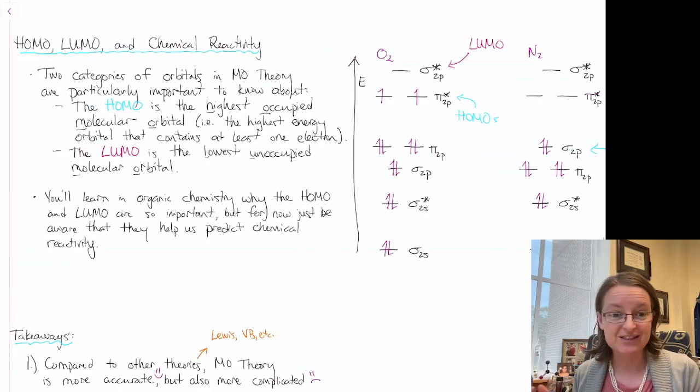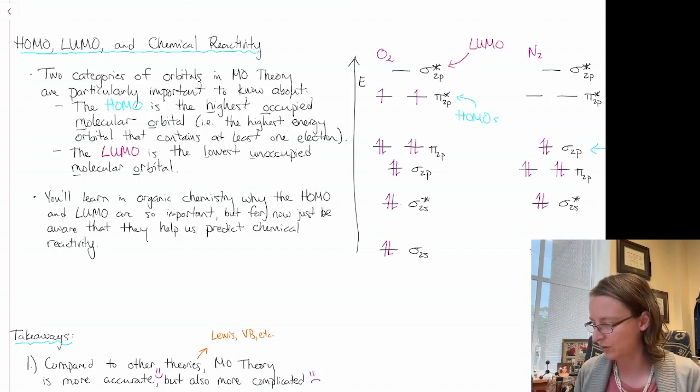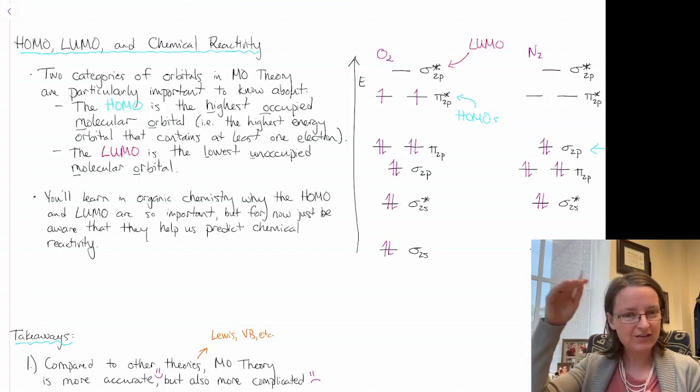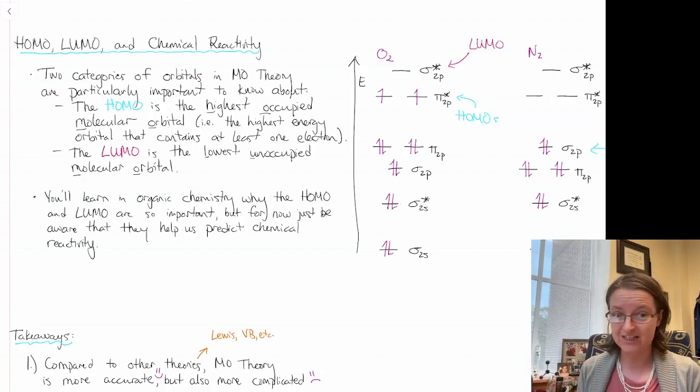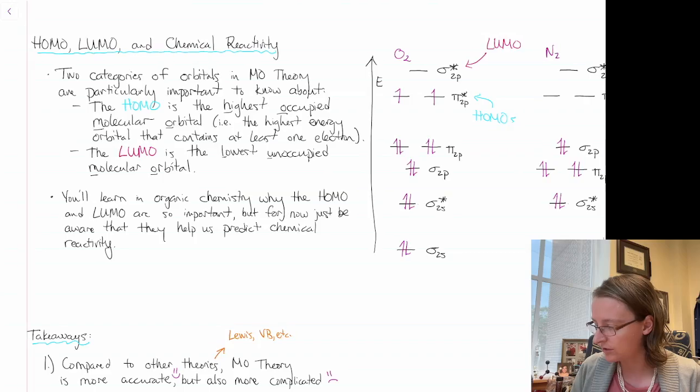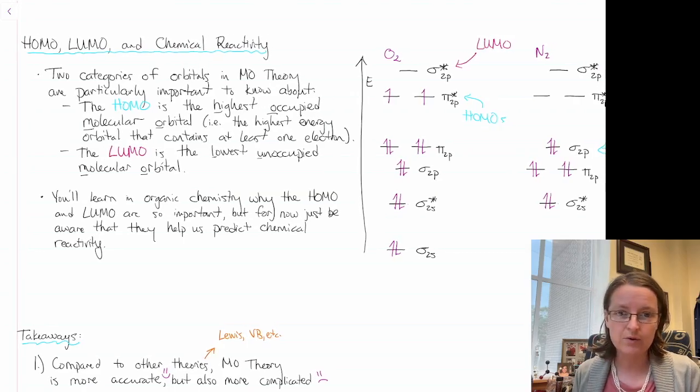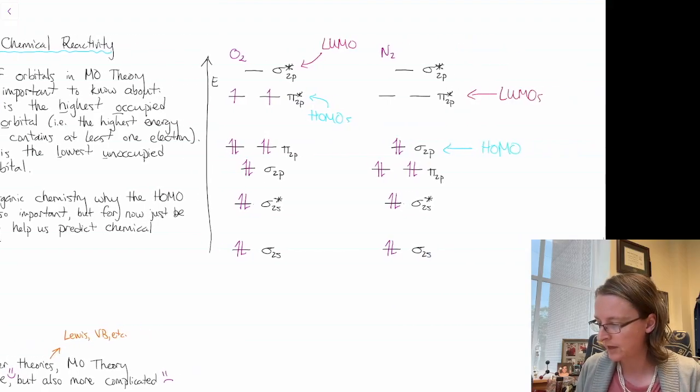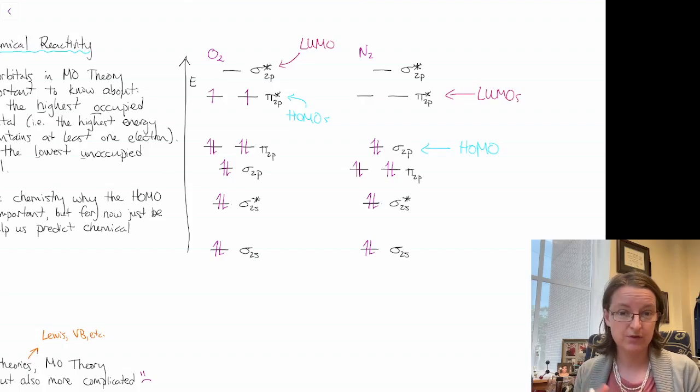A related term is LUMO. So LUMO represents the lowest unoccupied molecular orbital. In other words, we're still looking for the highest energy orbital that meets the criteria, but now the criteria is that we want the orbital to be unoccupied. And so for O2, in this case, our LUMO would be the sigma star 2p, which happens to be an antibonding orbital. And for N2, since we're looking for the lowest energy orbital that meets this criteria, it would be the pi star 2p orbitals that are considered to be the LUMO.